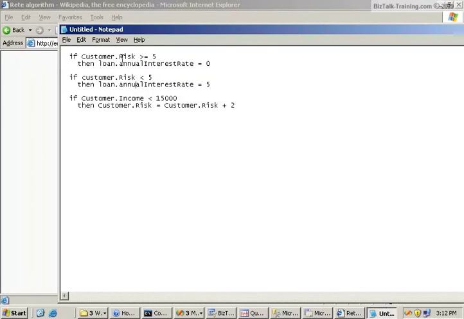And so here we have, if a customer risk, which is say a number 1 to 10, is greater than 5, we're going to set the interest rate to 0 and we're not going to give them a loan. If their risk is less than 5, we're going to give them a 5% interest rate. If their income is less than $15,000 a year, then we're going to up their risk number by a factor of 2. So it doesn't matter, maybe their risk was a 4, and if their income is low, we want to bump it up to a 6. So you realize running this if statement here, its outcome is going to change the risk, which then what happens to these two rules?